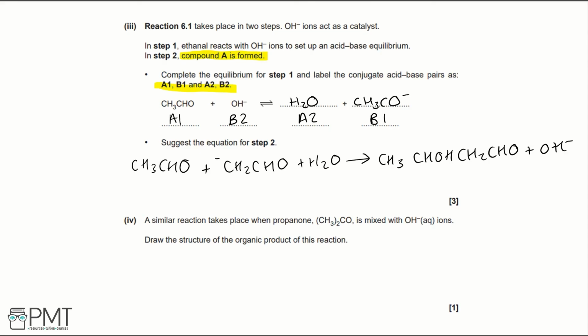Part 4. A similar reaction takes place when propanone, (CH3)2CO, is mixed with OH minus aqueous ions. Draw the structure of the organic product of this reaction. So, like reaction 6.1, we're going to form a hydroxy group. So we would have CH3 bonded to a COH and a CH3, and then this is connected to a ketone group, and the ketone group would be CH2 bonded to a carbon with a doubly bonded oxygen and a CH3 group attached as well. To get the mark for this question, you must have the correct structure for the organic product of this reaction.